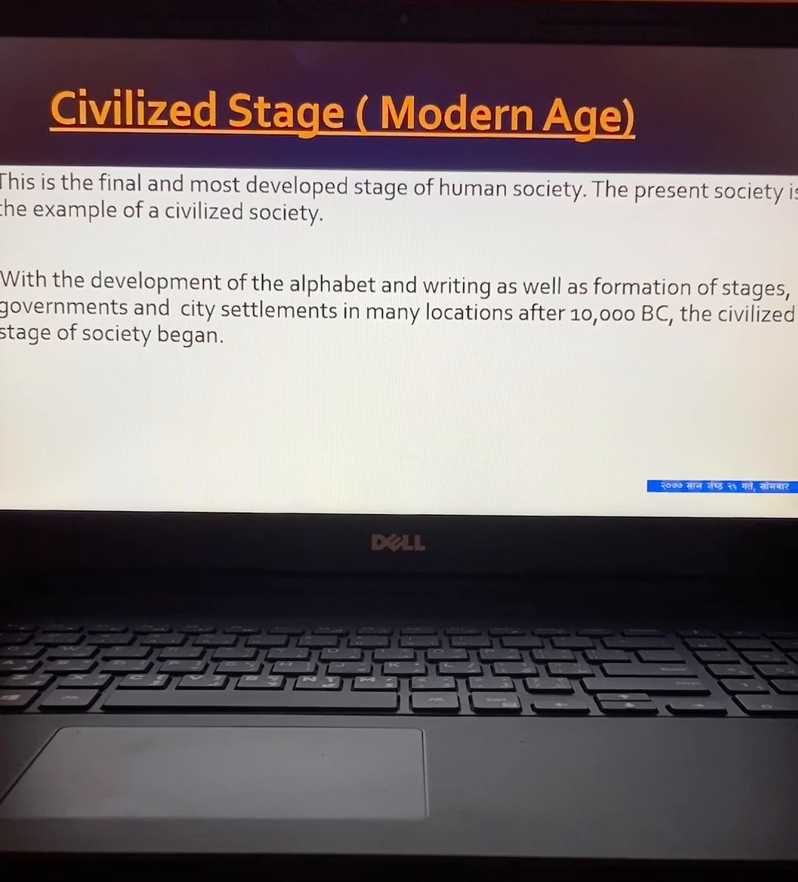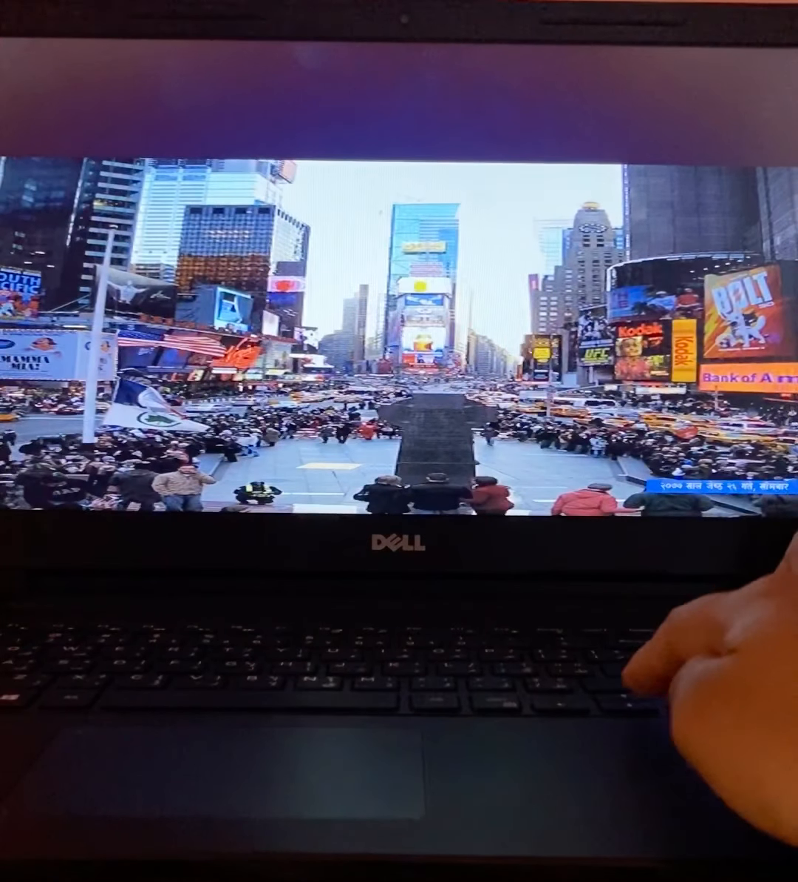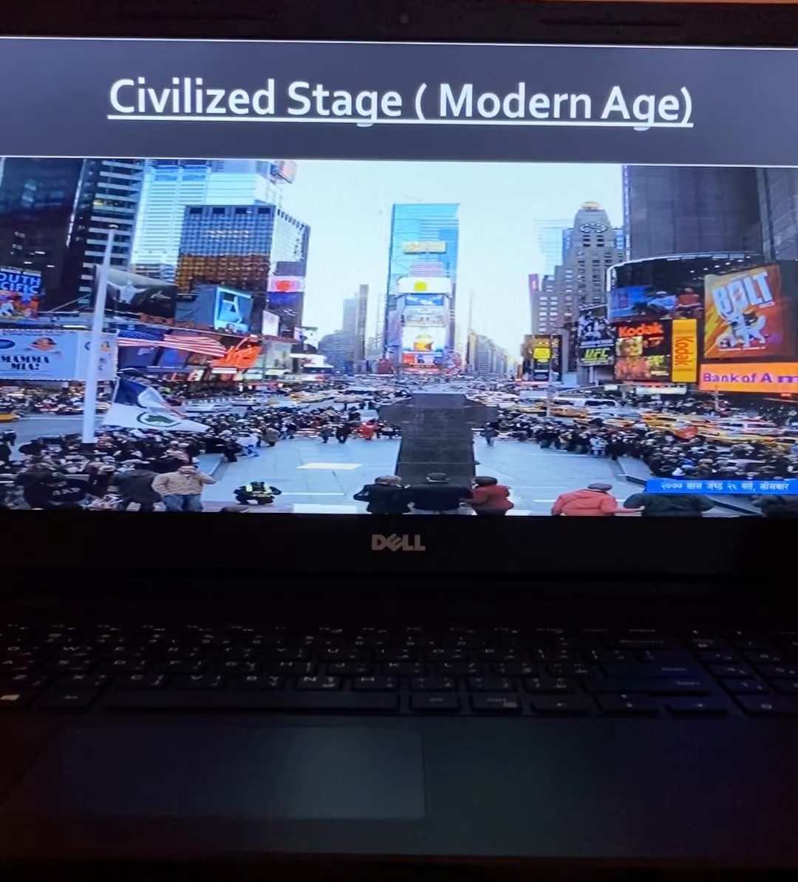The last stage is the civilized stage or the modern stage. This is the final and most developed stage of human society. The present society is an example of a civilized society. With the advanced development of the alphabet and writing, as well as the formation of states, governments and city settlements in many locations after 10,000 BC, the civilized stage of society began. These are the proper examples of civilized or modern societies.